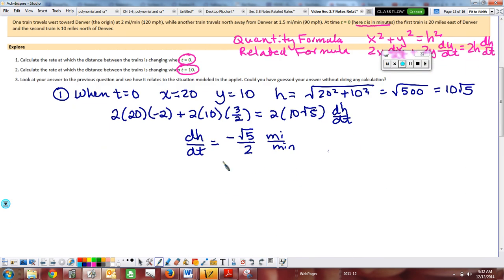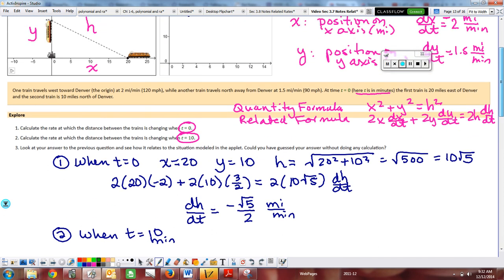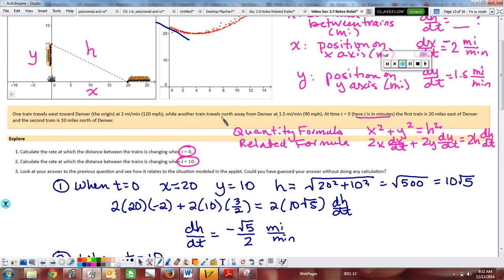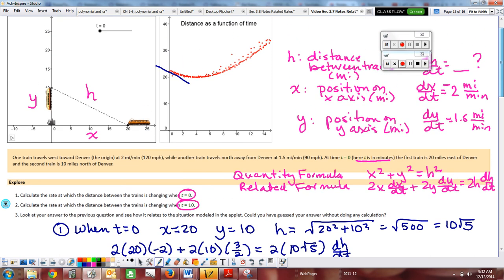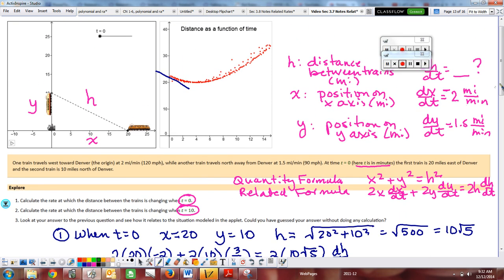All right, and then for number 2, we are going to repeat the process. The difference here is now we are when t equals 10. Remember that's 10 minutes later. So we need to figure out what position we are at 10 minutes later. So this actually requires a little bit more work. We have to remember that our first train, the train that is on the x-axis, is traveling toward the west at this 2 miles per minute.